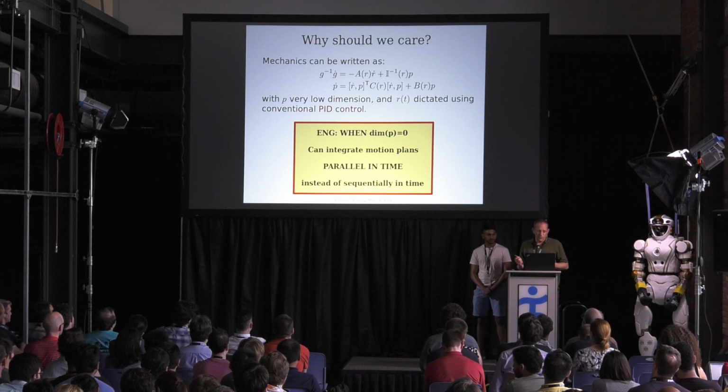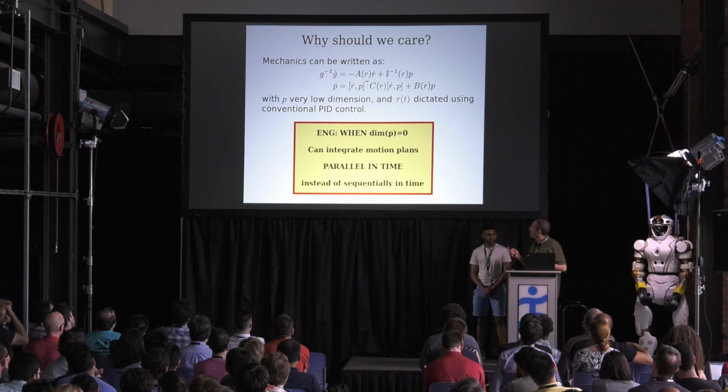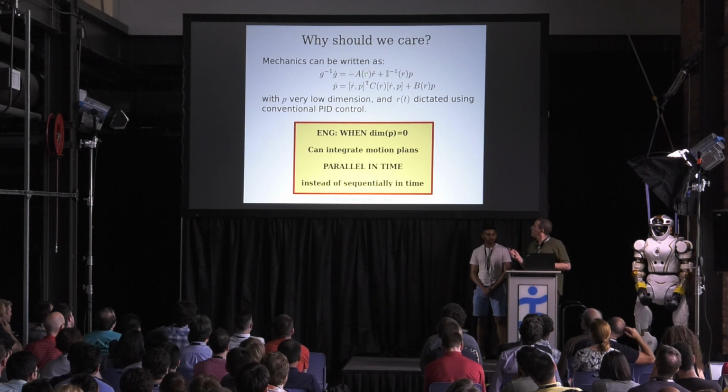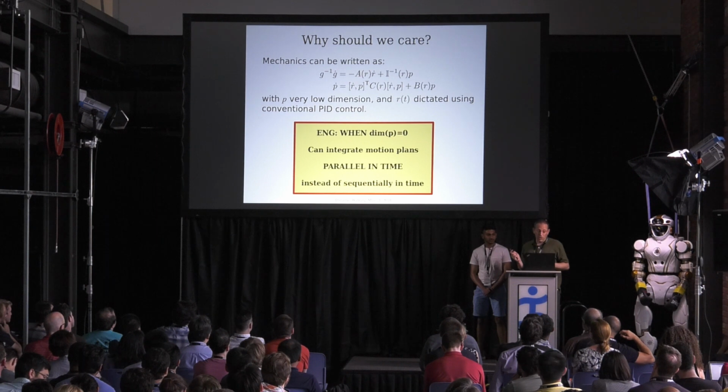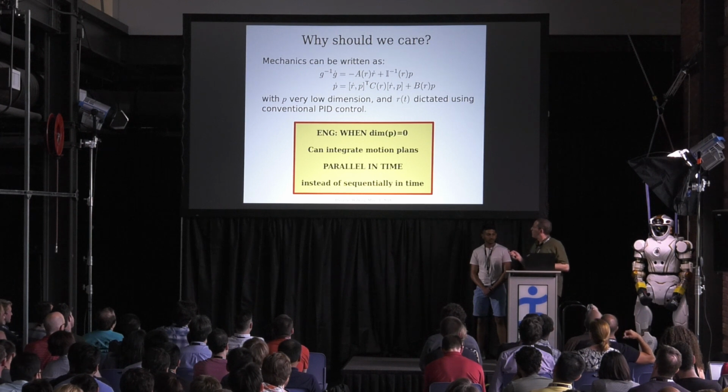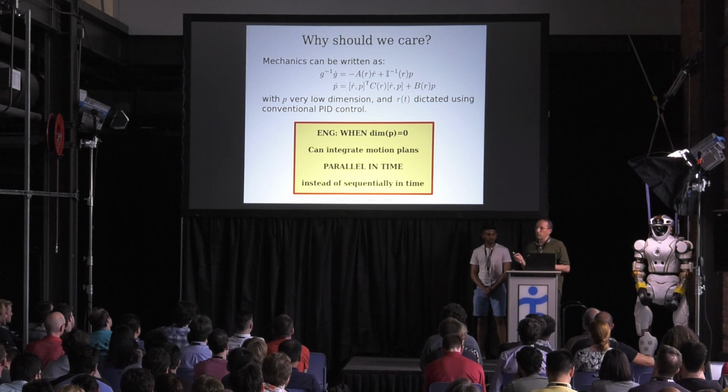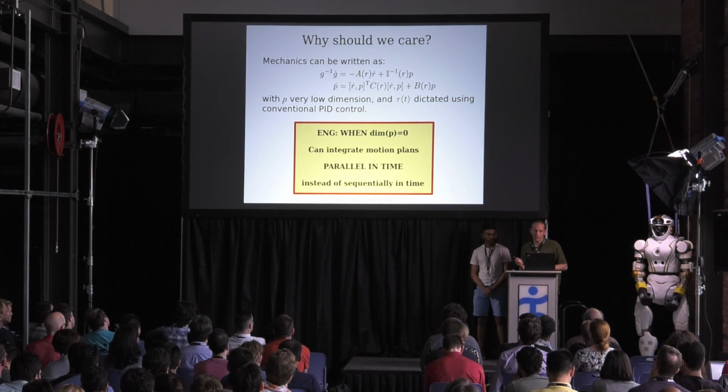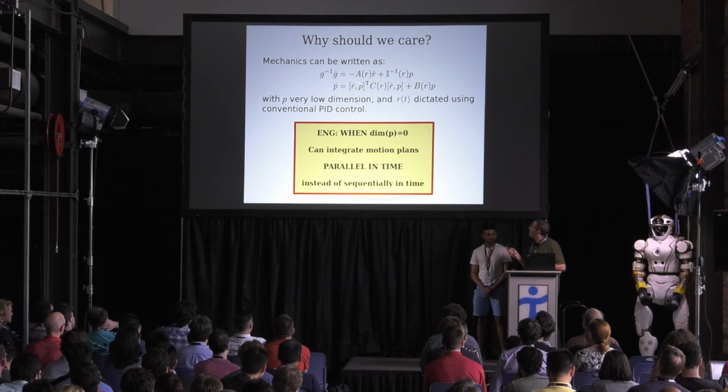Engineers should care for a different reason. With P low dimension and the fact that we have PID control with high authority, we could dictate this variable r, which is the body shape, as a function of time. And if we're really lucky, we can get what is called the principal kinematic case, when the dimension of P is 0. It includes what people normally call kinematics, but it's also broader than that. And in that case, you'll note that there's no time dependence in these equations. All the time dependence is just in r dot.